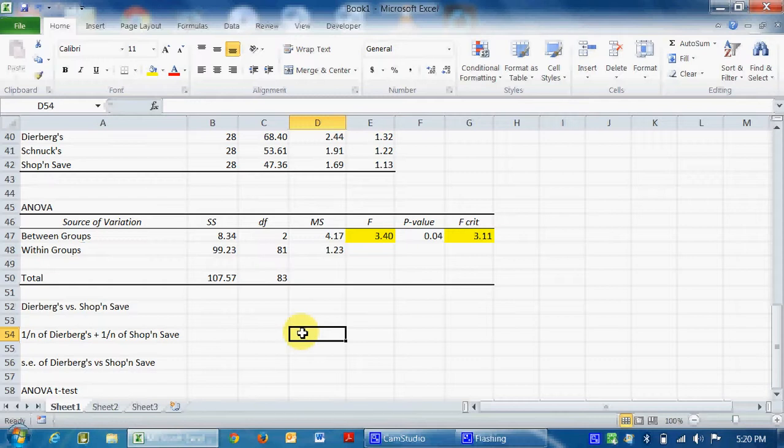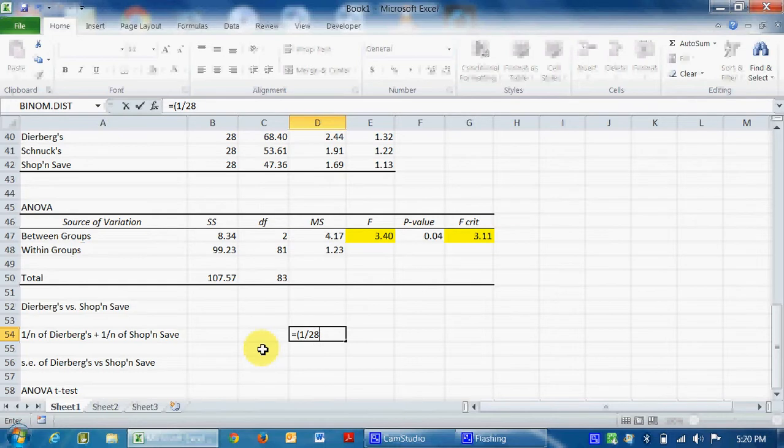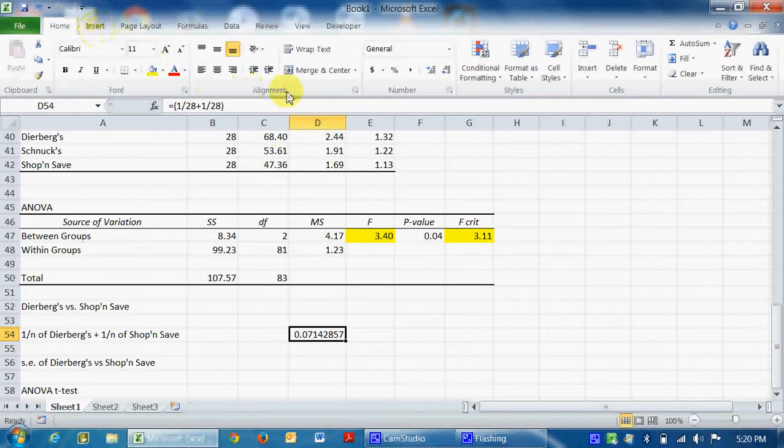We're simply going to do what it tells us to do, and we're going to go equal sign, open parentheses, 1 divided by 28, which is our number, our n, which is right here. These won't always all be the same. Sometimes they are, sometimes they're not. So be prepared and pay attention and make sure that you get the right ones in there. Plus 1 divided by 28, close parentheses, enter. Should be 0.07. We'll clean this up to 2 decimal places.